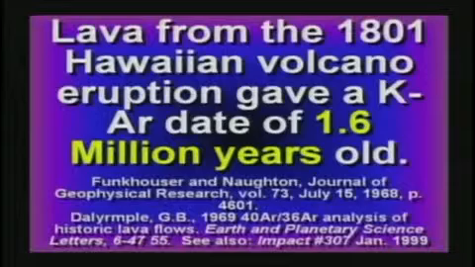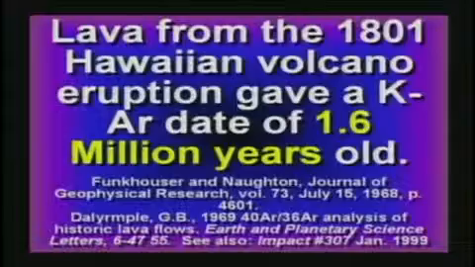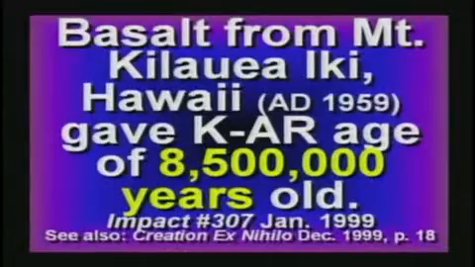When they tested lava from a Hawaiian volcano, they knew it erupted in 1801. The people watched it happen. That's the lava flow that covered our village, 1801. It gave an age of 1.6 million years old. That's in 1968. Let's see if it gets better. Basalt from a volcano in Hawaii erupted in 1959. When they tested it, it gave an age of 8.5 million years old.